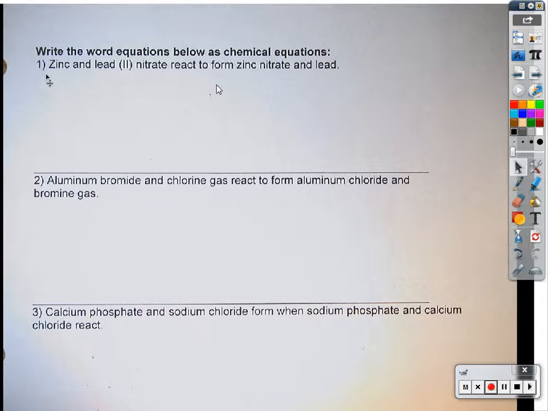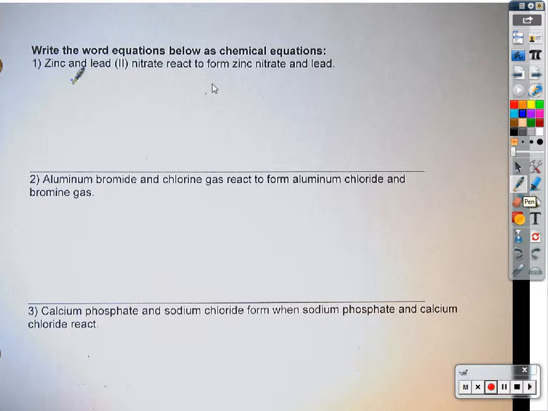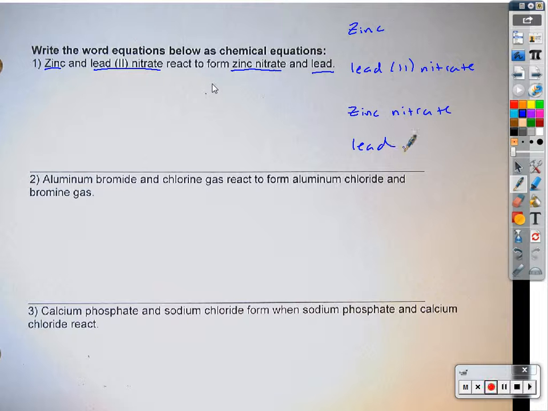I've got zinc. I've got lead 2 nitrate. I've got zinc nitrate, and I've got lead. And all I'm going to do is make a little list of those. Zinc, lead 2 nitrate, zinc nitrate, and lead. And just making a list of what I've got in my sentence.